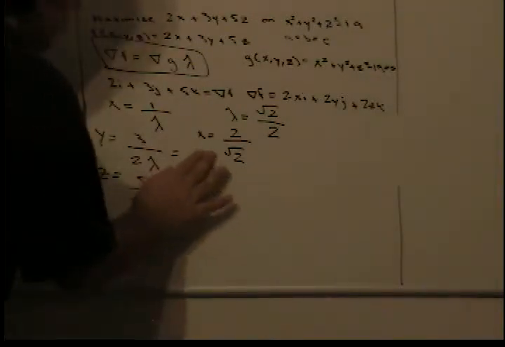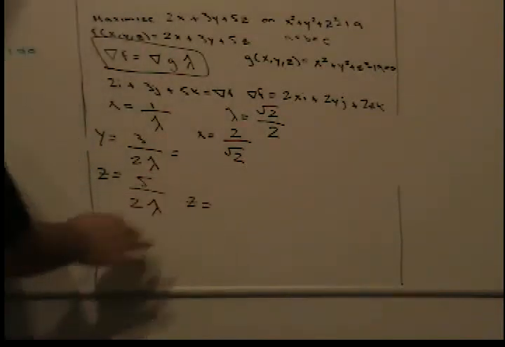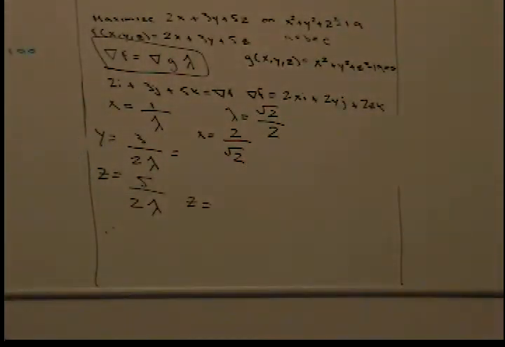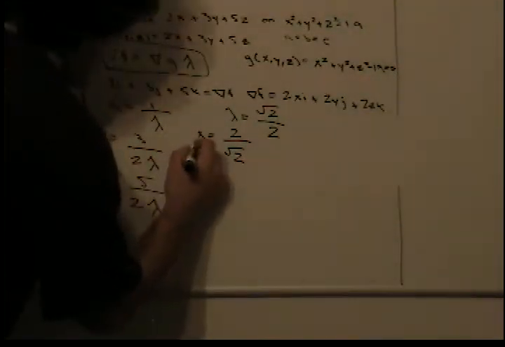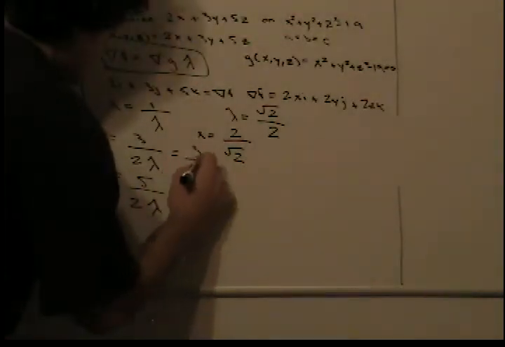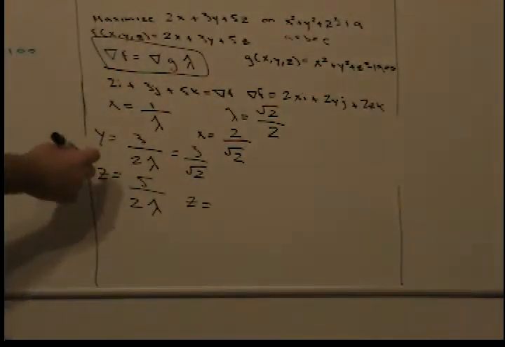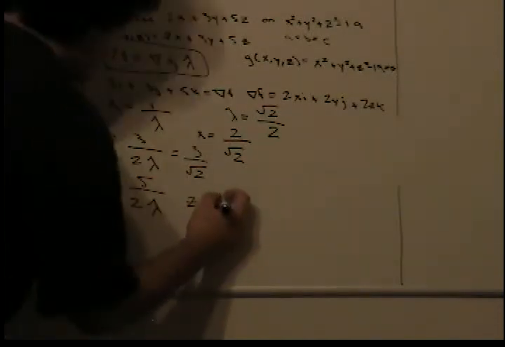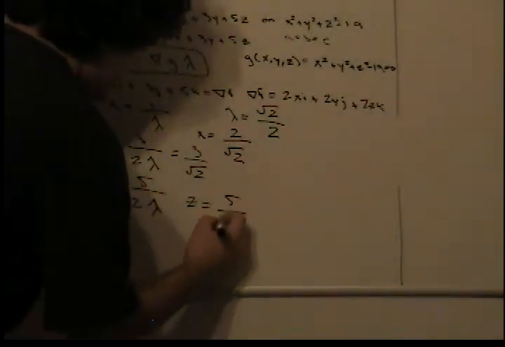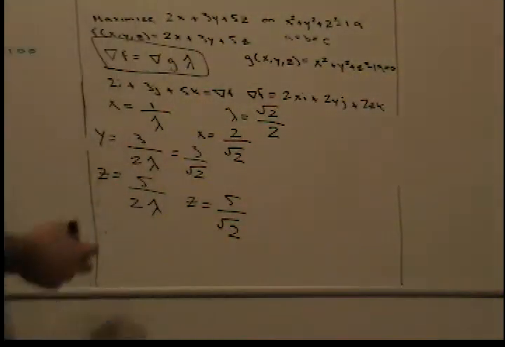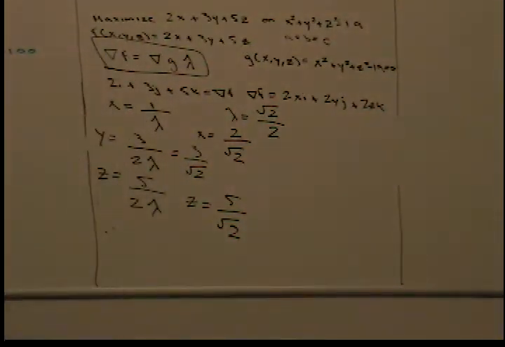I'm sorry, I messed up over here. Okay, so we have 3 over 2 lambda. So this is just going to be 3 over square root of 2, right? And this is just going to be 5 over square root of 2. So we solve for our x and our y and our z.